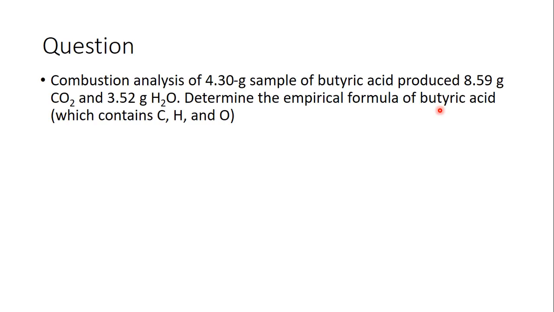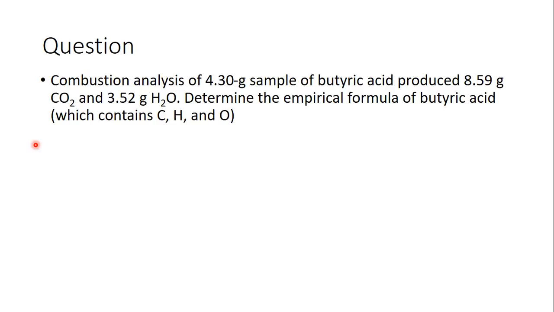Again, let's test for understanding. This one's going to be a little more difficult because it has oxygen in it as well. Combustion analysis of a 4.30 gram sample of butyric acid produces 8.59 grams of carbon dioxide and 3.52 grams of water. What is the empirical formula of butyric acid, which again contains only carbon, hydrogen, and oxygen? You may want to look in your book for this one, but try and figure out the answer. Come back when you have one.